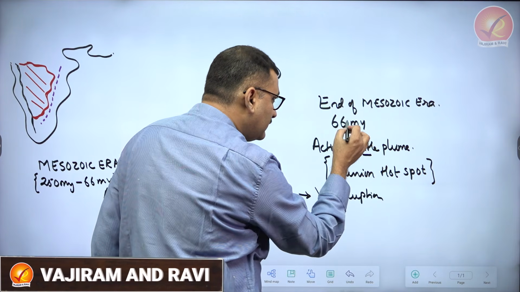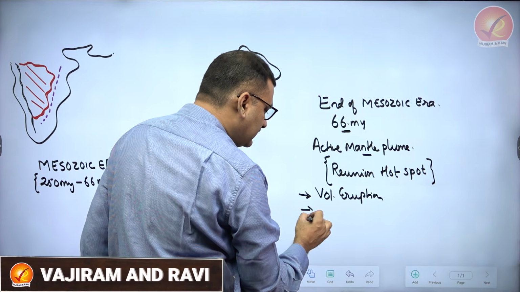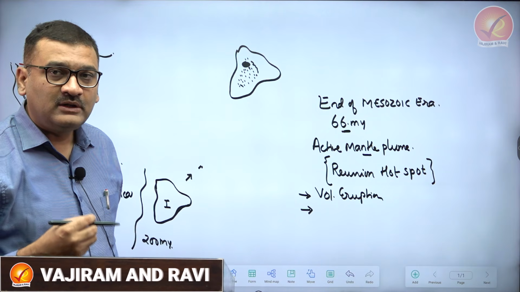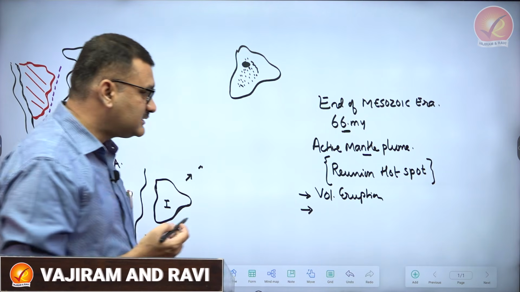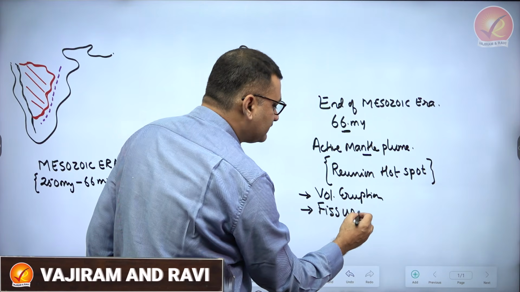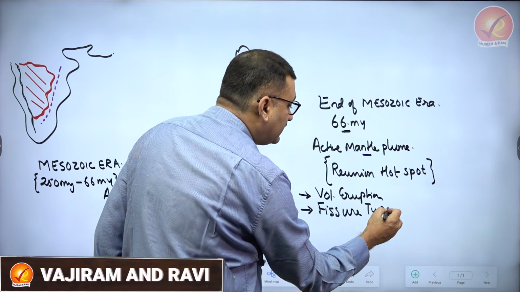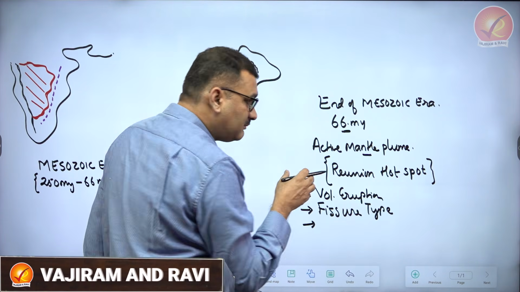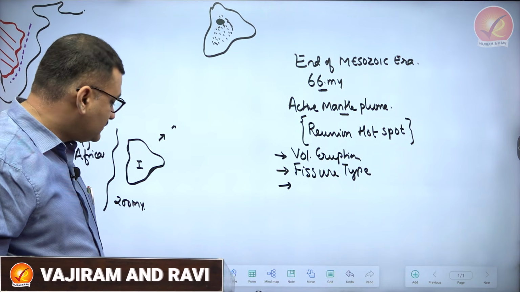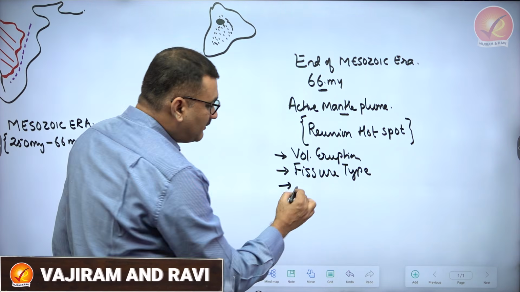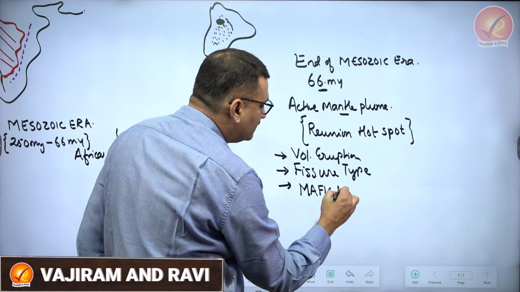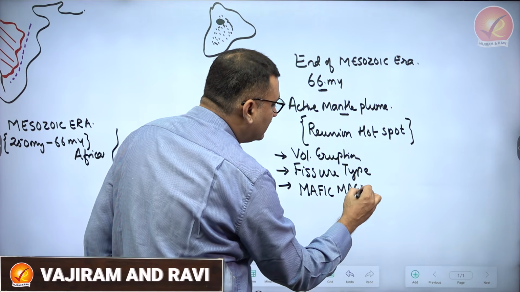It was the end of the Mesozoic. Now, is it erupting at one place? No, it has erupted at multiple places. Therefore, it is known as a fissure type of eruption. And as the volcano is from greater depth, this magma chamber was located at greater depth. So this is made up of mafic magma. What do you mean by mafic magma?